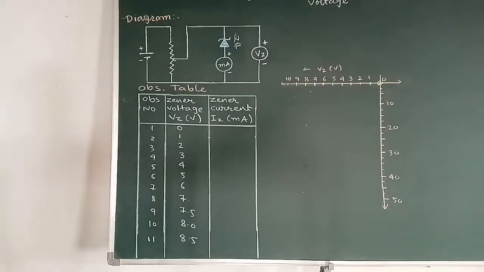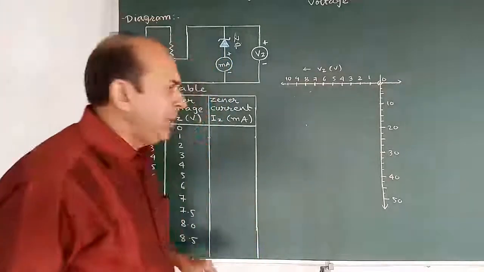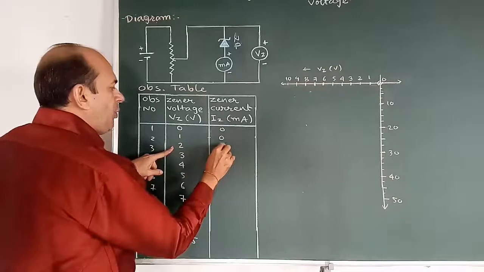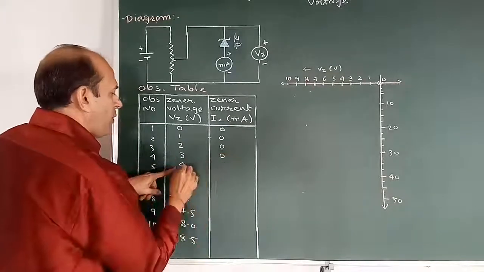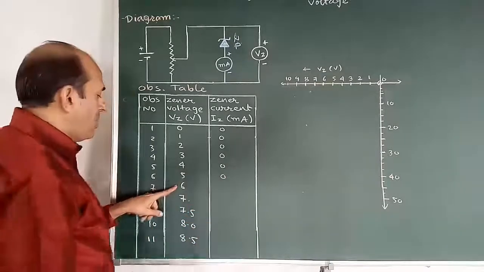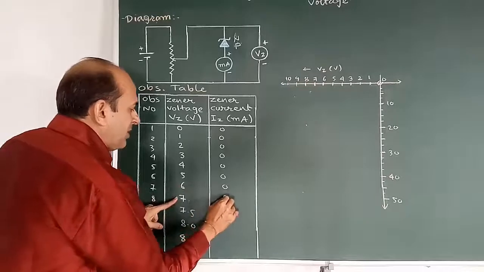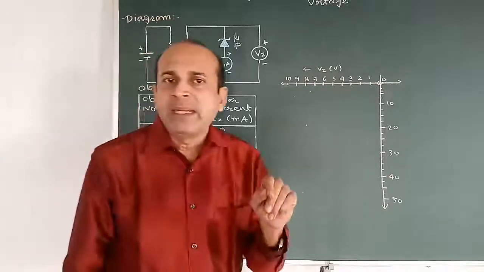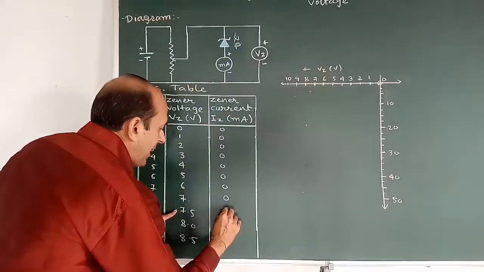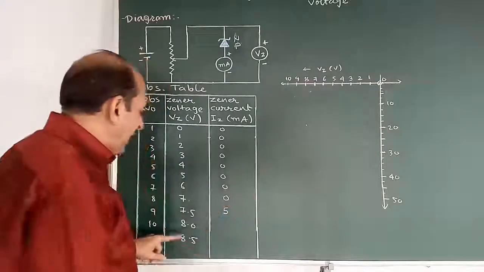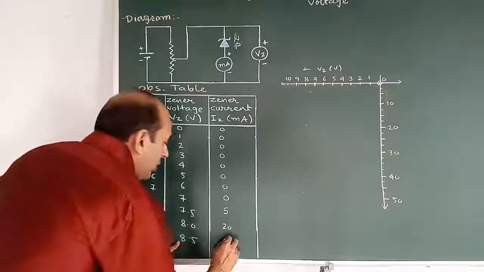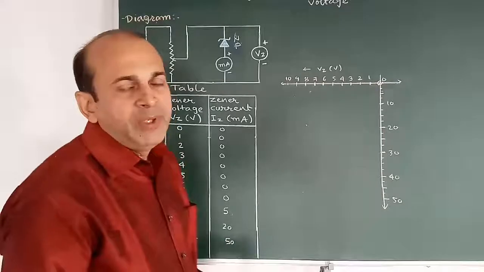Now let me note down these readings in the observation table. At 0 voltage, the current was 0. For 1 volt it was 0, 2 volts it was 0, 3 it was 0, 4 it was 0, 5 again it was 0, for 6 it was 0, for 7 it was 0. But when the voltage increased slightly from 7 to 7.5, the current was 5 mA, and for 8 it was 20, and for 8.5 the meter reading was 50 mA.